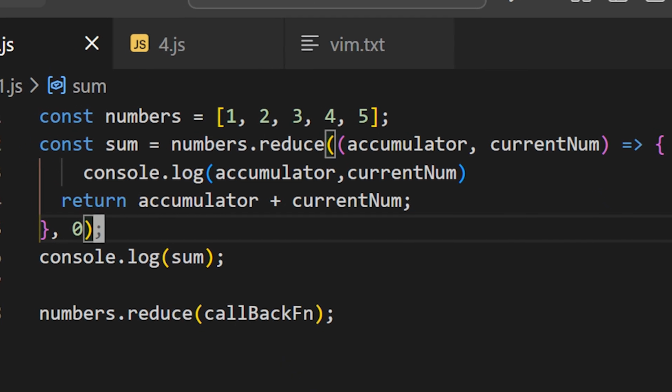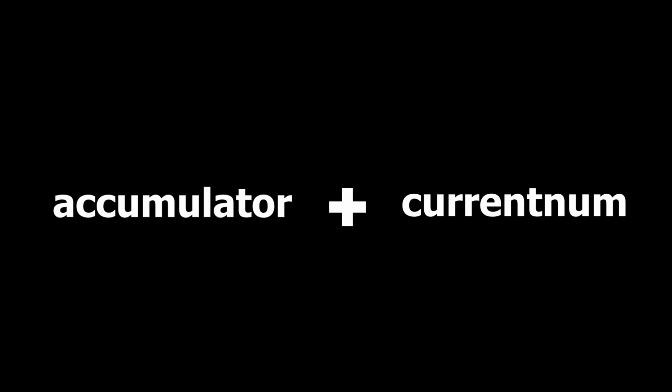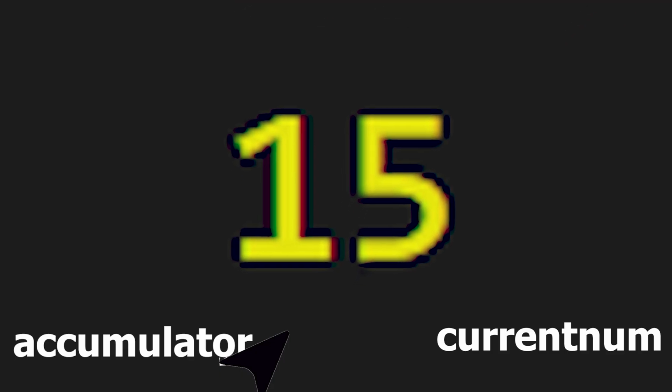So the process is going to be simple. When we run this code, there is going to be a calculation whereby 0 will be from the beginning, as we said, from our initial value, and then 1 will be our current number. And since we are adding both of them, the addition will give us 1, and then our accumulator will be what? 1, and then our current number will be 2, and to be added to be 3, and so on and so forth until we get our final result, which is 15. That's how reduce will work.